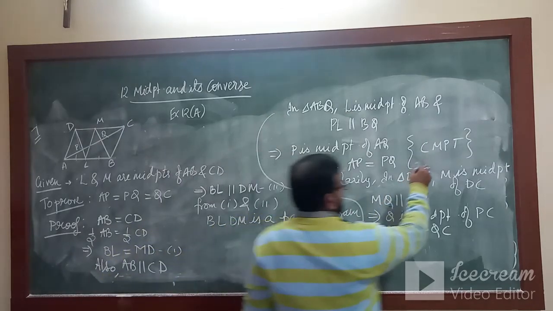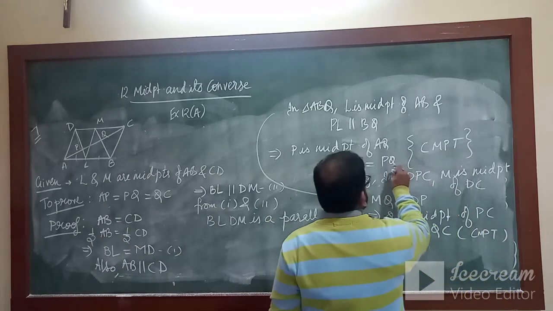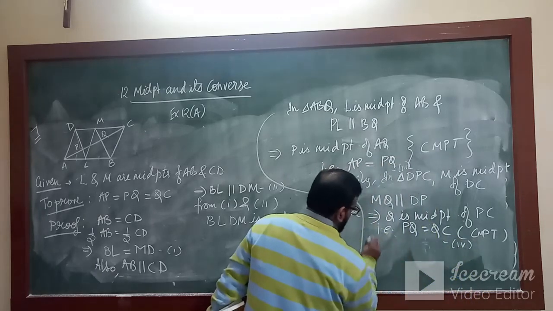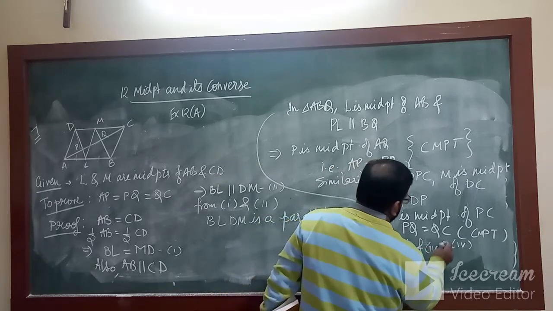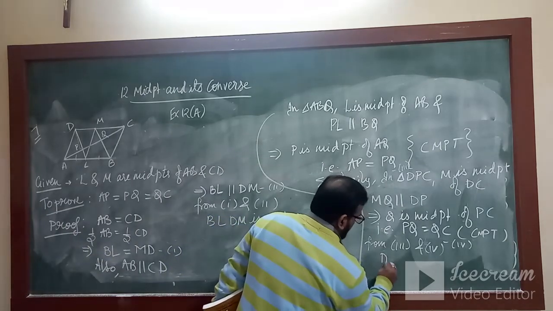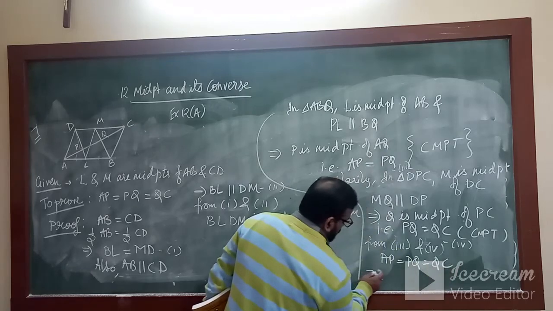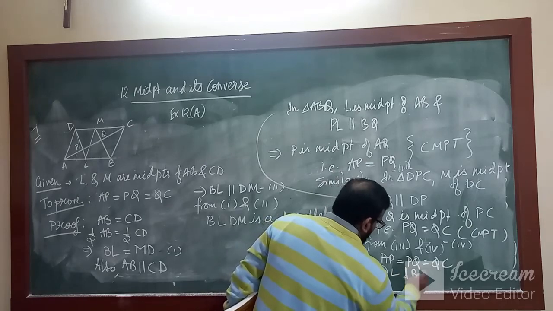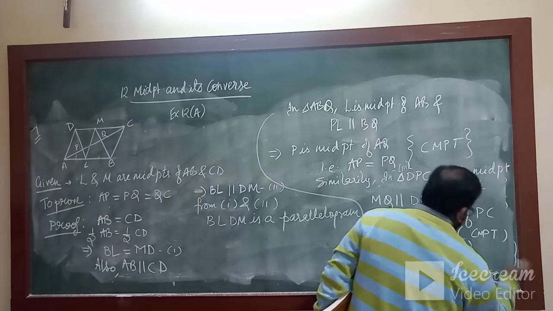Okay, so this is our third result. Again we have used the CMPT here. This is our third result. This is fourth. So we can say from 3 and 4, AP equal to PQ equal to QC. So we can say that BL and BM trisect BC.